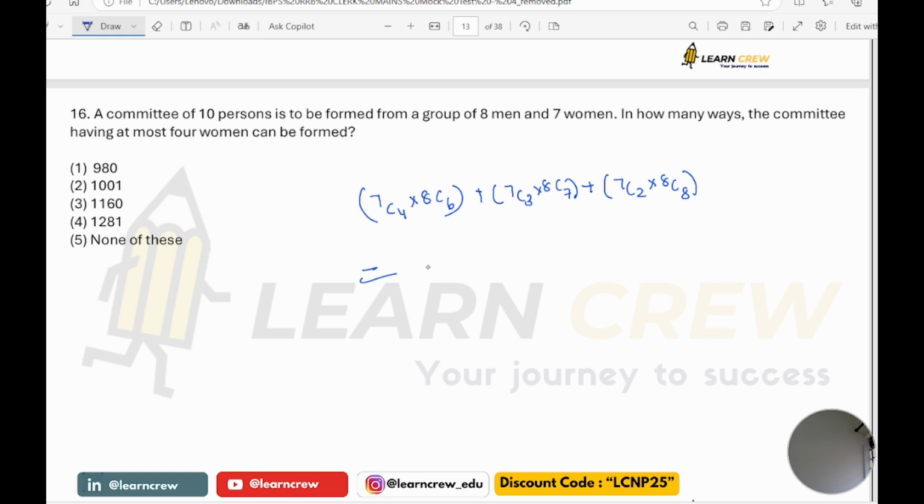Yes or no? So 7C4 is same as 7C3, which is 35. 8C3 is 35 into 28. 7C3 is 35, 8C7 is 8, 8C1 is 8. Then 7C2 is 21, 8C8 is 1. 35 28s are 980. 35 8s are 280. 21 1s are 21. Thereby 980 plus 280 is 1260, 1260 plus 21 is 1281, which is the answer.